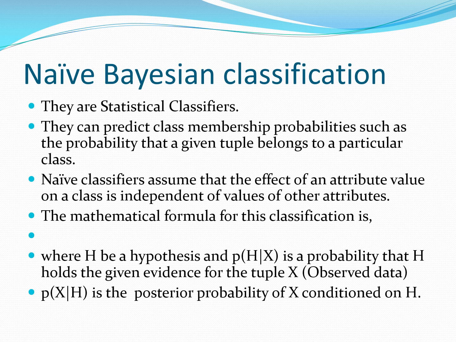And now let us see what is naive Bayesian classification. They are statistical classifiers. They can predict class membership probabilities, such as the probability that a given tuple belongs to a particular class. Naive Bayesian classifiers assume that the effect of an attribute value on a class is independent of the values of other attributes. The mathematical formula for this classification is P(h|x) = P(x|h) P(h) / P(x), where h is a hypothesis and P(h|x) is the probability that h holds given the evidence for the tuple x, that means the observed data. P(x|h) is the posterior probability of x conditioned on h.